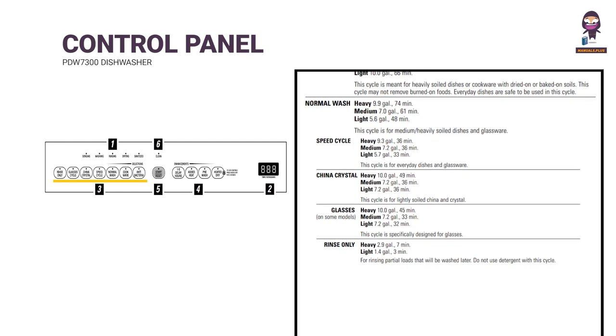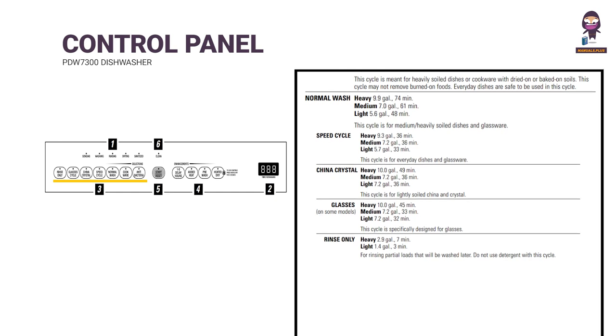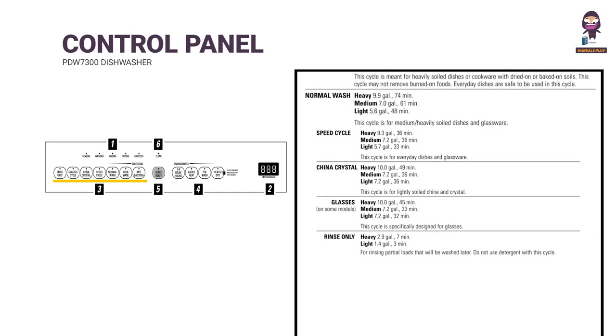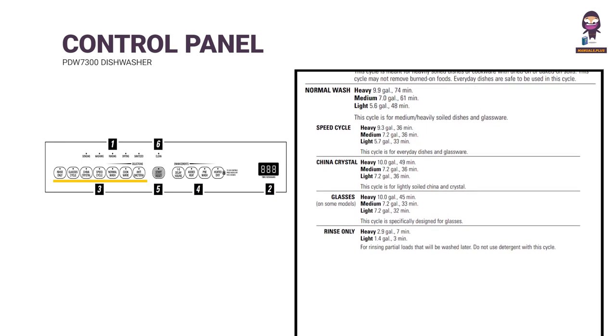Rinse only: heavy 2.9 gallons or liters, 7 minutes. Light 1.4 gallons or liters, 3 minutes. For rinsing partial loads that will be washed later. Do not use detergent with this cycle.